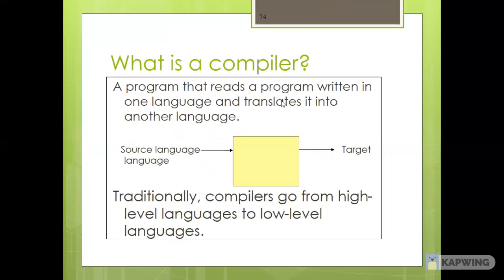So what is a compiler? A compiler is a program that reads a program written in one language and translates it into another language. That is nothing but your compiler. Traditionally, compilers go from a high-level language to a low-level language.